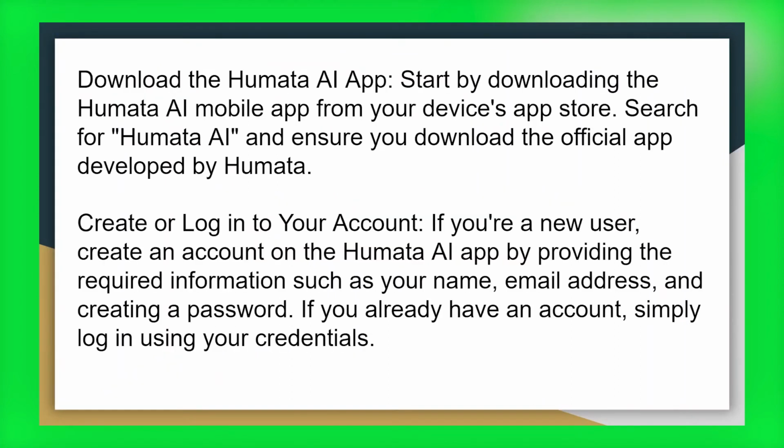Start by downloading the Humata AI mobile app from your device's app store. Search for Humata AI and ensure you download the official app developed by Humata. If you are a new user, create an account on the Humata AI app by providing the required information, such as your name, email address, and creating a password. If you already have an account, simply log in using your credentials.